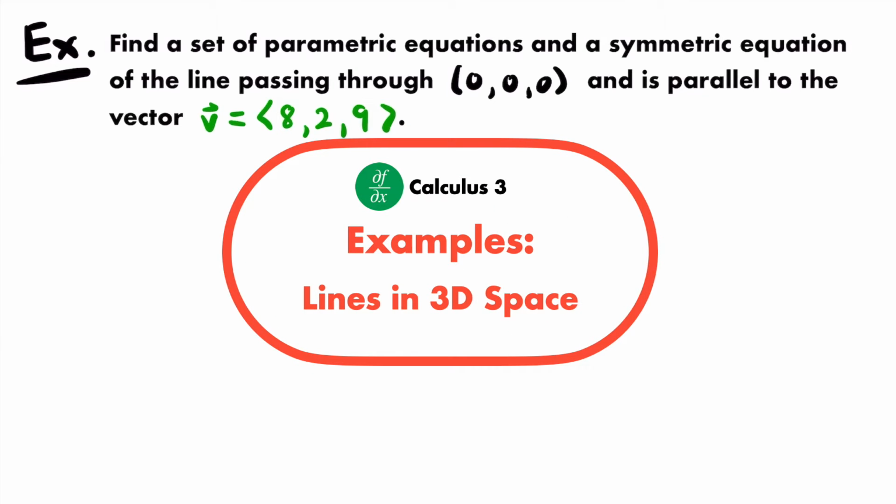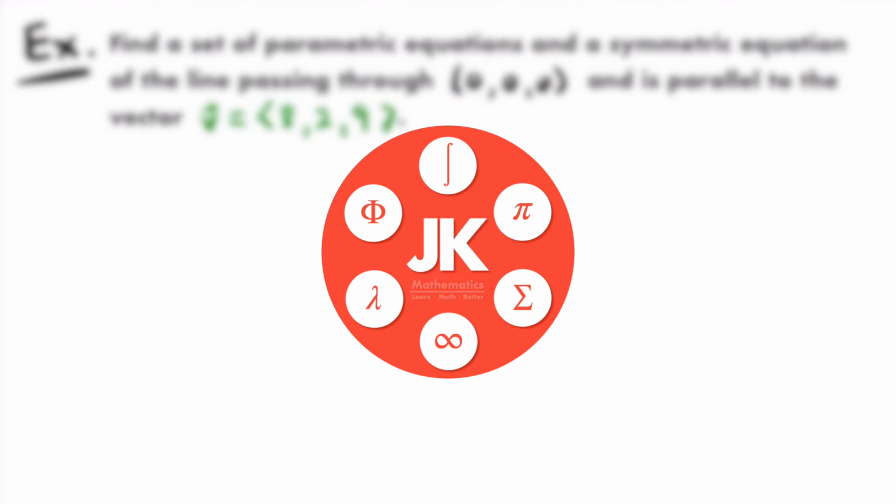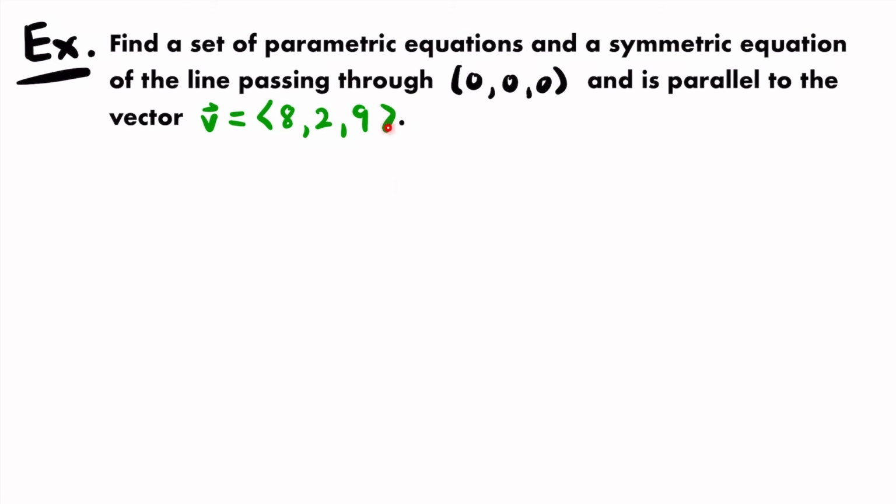Welcome back. Let's solve some example problems involving lines in 3D space. All right, so here's our first example. We want to find a set of parametric equations and a symmetric equation of the line passing through the point 0, 0, 0, which is the origin, and is parallel to the vector v, which is the position vector of the point 8, 2, 9.